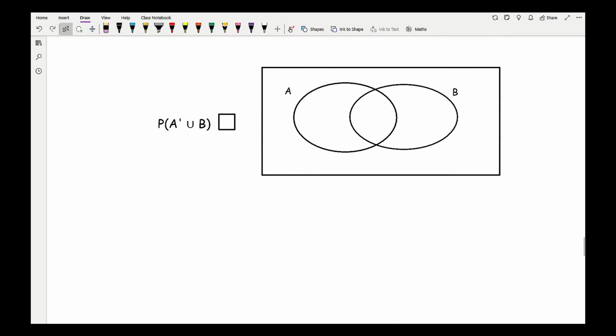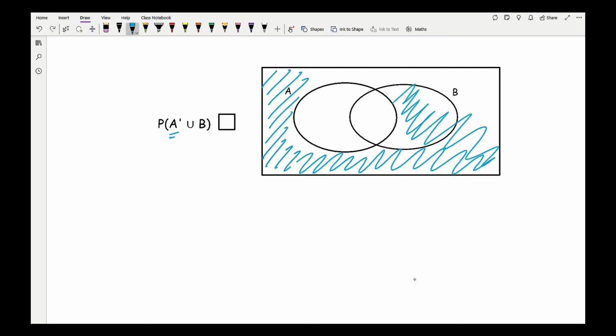So this one we've got an or. Again, I'm going to take each section separately. So I'm going to highlight not A in blue. So not A is everything that's outside the A circle. And then B, I'm going to highlight in orange. Oh, let's go for a little bit more prominence. Let's go for pink. So B is going to be this section here.